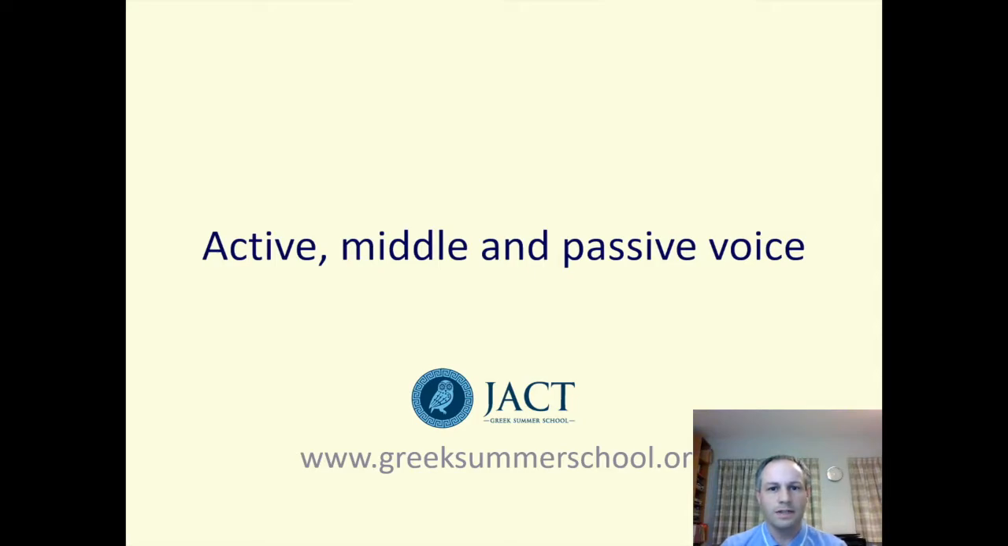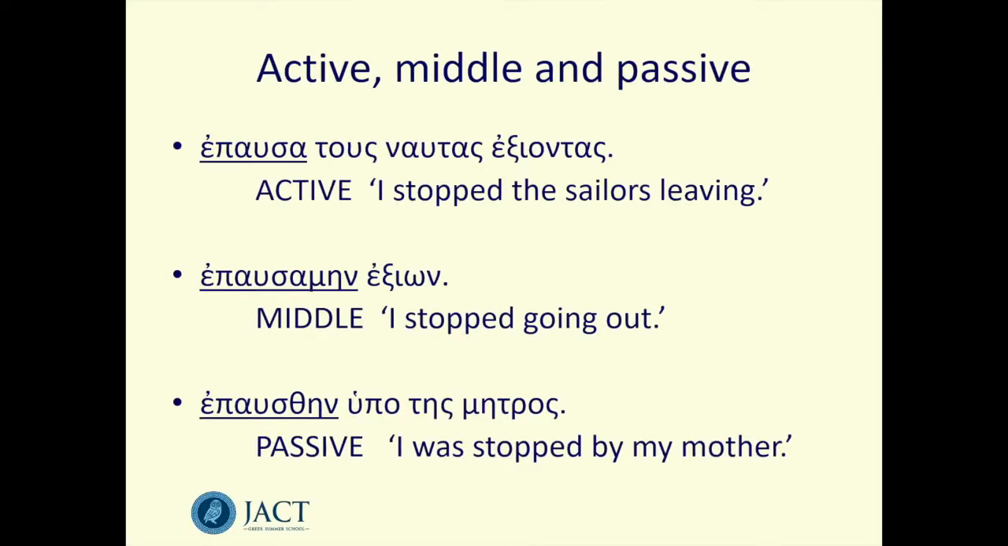This video is about active, middle, and passive voice in Greek. You can see from these three examples that Greek has three forms of the verb for the first person singular aorist indicative. These different forms are different voices of the verb: active, middle, and passive. You can also see that they correspond to different meanings. Although in this example the forms and meanings are different and predictable, things are not always so straightforward.